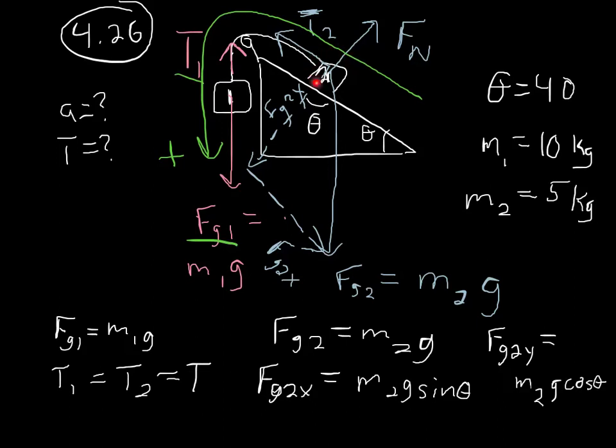So I can write my sum. Box 2. Here we go. In the sliding direction. What forces do we have acting in the sliding direction? Along the incline. T2 is acting that way. Is T2 positive or negative? It's positive according to what we chose. Any other forces acting along this direction? FG2X. Okay, so FG2X is acting opposite, so FG2X is going to be negative.